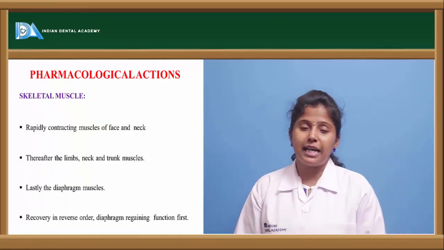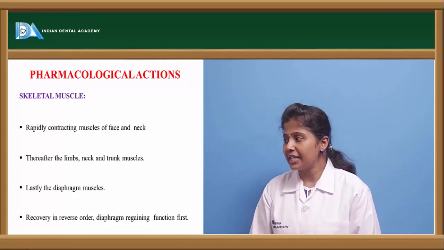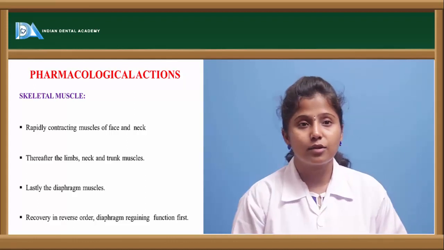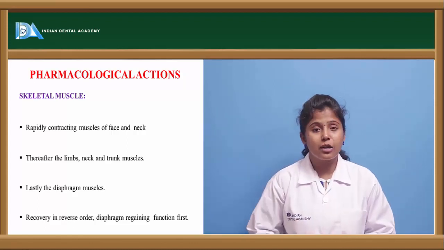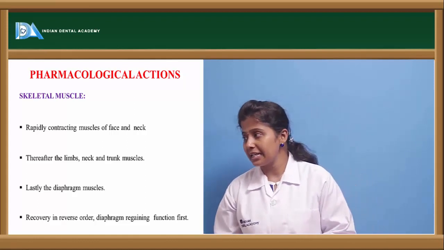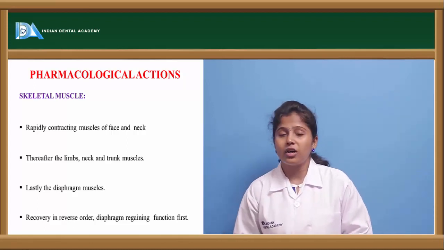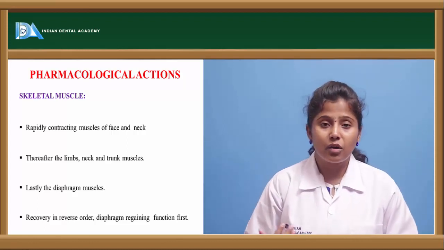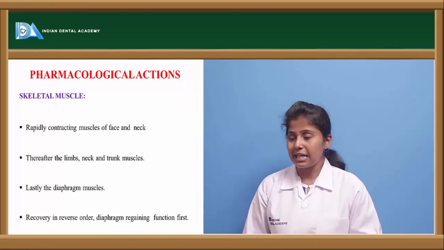Let us see the pharmacological action. What happens if they are administered into the body? In the skeletal muscle, they cause rapid contraction, because of the action of acetylcholine at the neuromuscular junction. In the skeletal muscle, it causes rapid contraction, especially in the face and neck region, and it causes contraction in the limbs, trunk, and thereby the diaphragm, and completely causes skeletal muscle contraction. Whereas skeletal muscle relaxants relax the skeletal muscle.